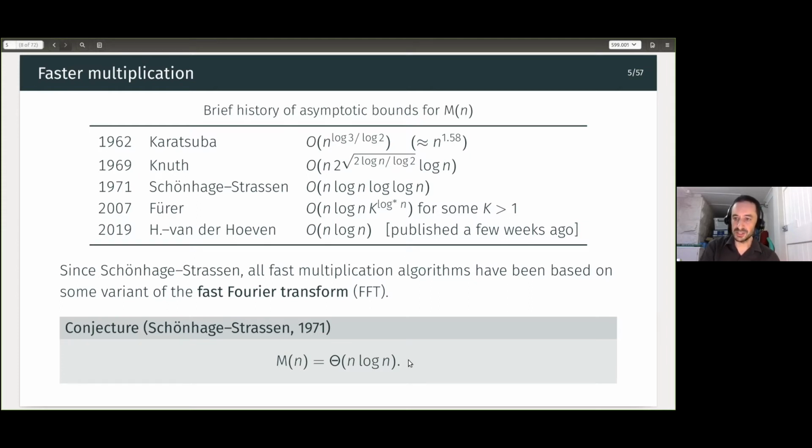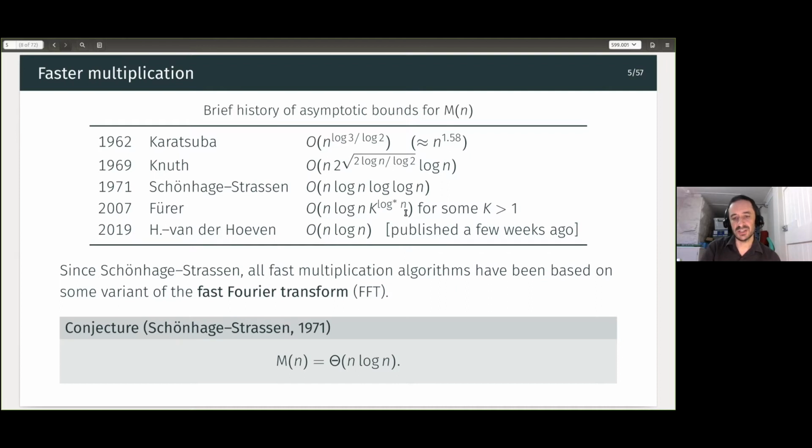I don't know exactly why they thought that was the right answer, but this is what they wrote in their paper. So nothing happened for a very long time, and then in 2007, so more than 3 decades later, Martin Fürer, who's a Swiss computer scientist based in the United States, managed to improve the log log n factor to this k to the log star n.